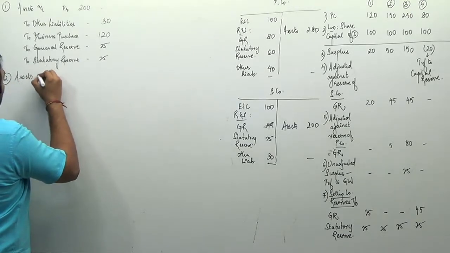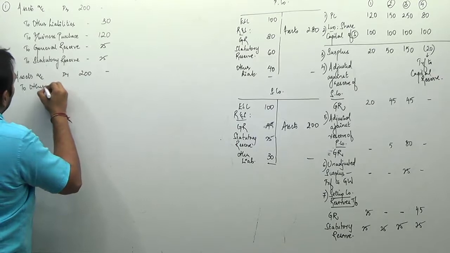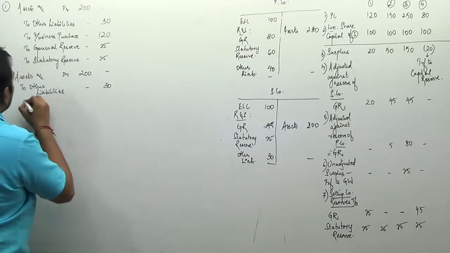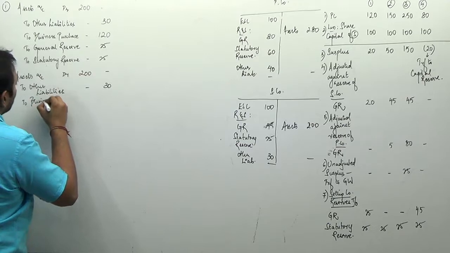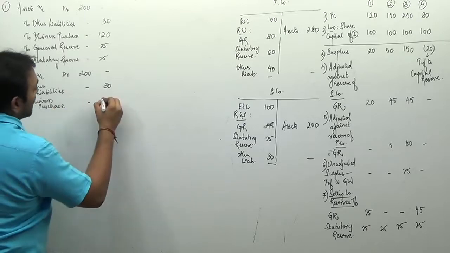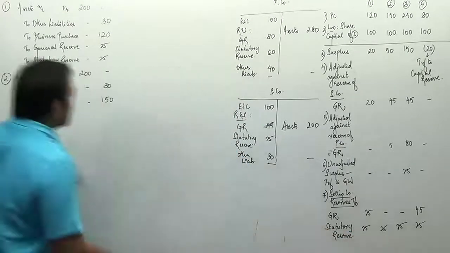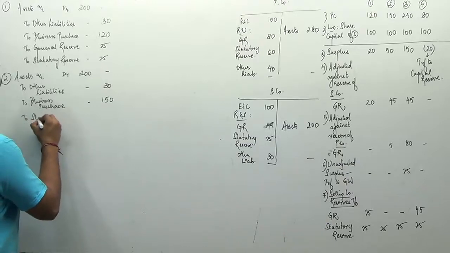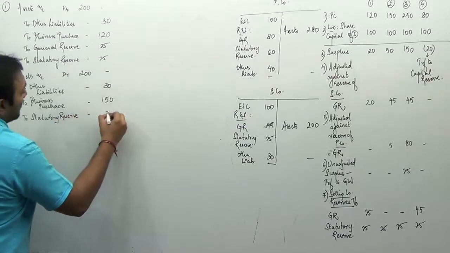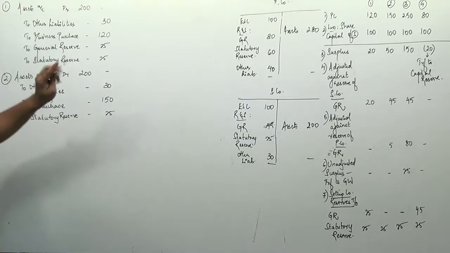As usual, assets should be taken over. Assets account debit 200. Liabilities also should be taken over. So to other liabilities, business purchase. What is the purchase consideration under second assumption? 150. But if you check, I am taking over a statutory reserve of 25. To statutory reserve, if I take over 25, entry will not tally. 200 and below it is 205 in the credit. So 5 debit is still pending.